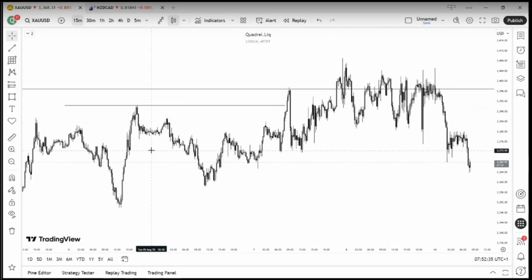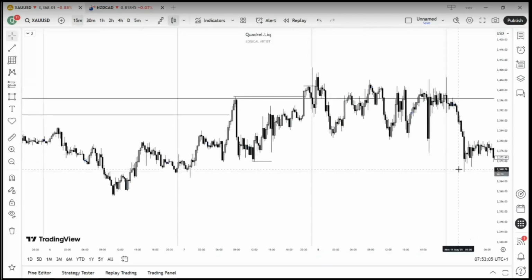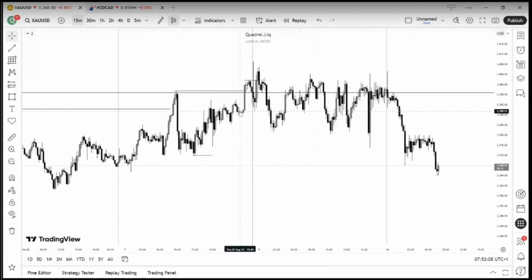Now, based on market structure, observe how price approached that level. We have a high, a low, a high, a low, higher high. At this point, price took out this high. Price created another high right here as well. Now, like I said, we need some sort of liquidity to be taken, and also for a target, we need some sort of liquidity to be met.